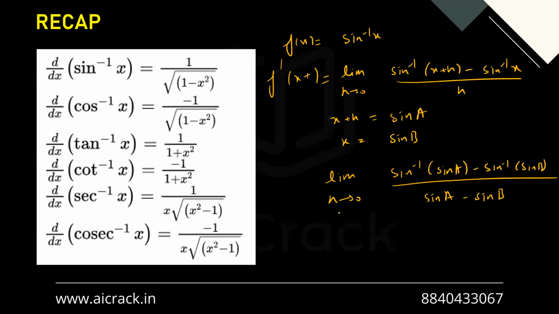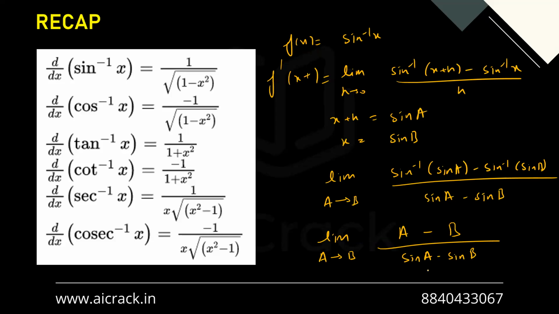Now when we are saying h approaches 0, that means sine A is approaching sine B, right? What is h? h is nothing but x plus h minus x. So when h is approaching 0, sine A is approaching sine B, and that simply means A is approaching B. So can we replace h approaching 0 with A approaching B, right? Now, if you simplify this further, this would become limit A approaches B, sine inverse sine A would be A, this would be B, divided by sine A minus sine B.